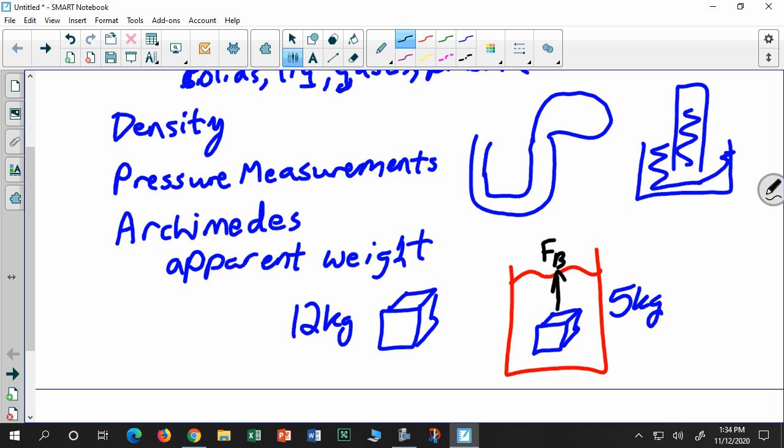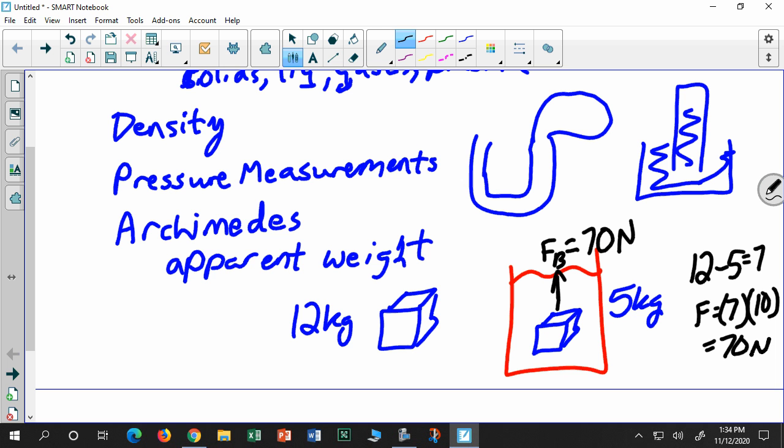So do you know what the buoyant force is for this object? If it really has a mass of 12 kilograms, but now it appears to have a mass of 5 kilograms, what would the buoyant force be? 70, yeah. So I've lost 7 kilograms, right? Because this thing is pulling up with 70 newtons. And the way that you get that is you say 12 minus 5 is 7. And then to convert that into a force, I would say m times g, or 7 times 10. So that's equal to 70 newtons.